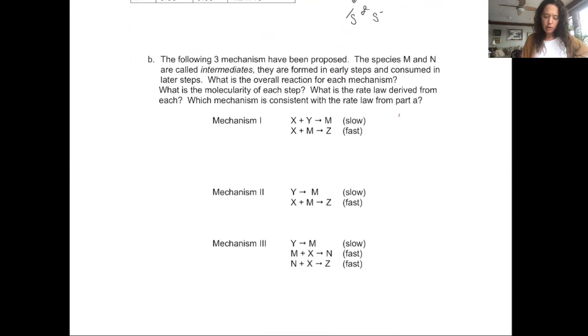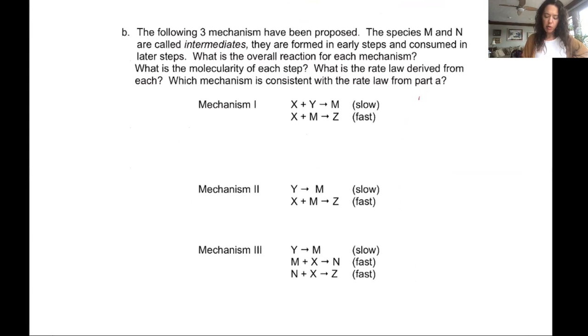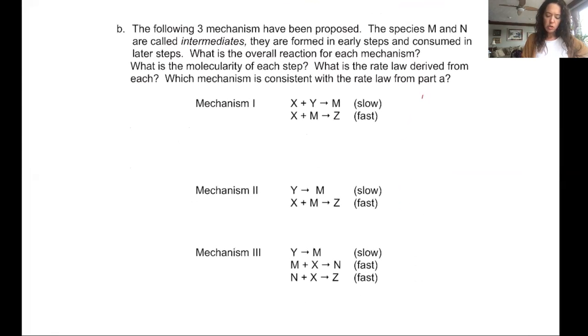Now, B, the following 3 mechanisms have been proposed. The species M and N are called intermediates. They're formed in early steps and consumed in later steps. What is the overall reaction for each mechanism?